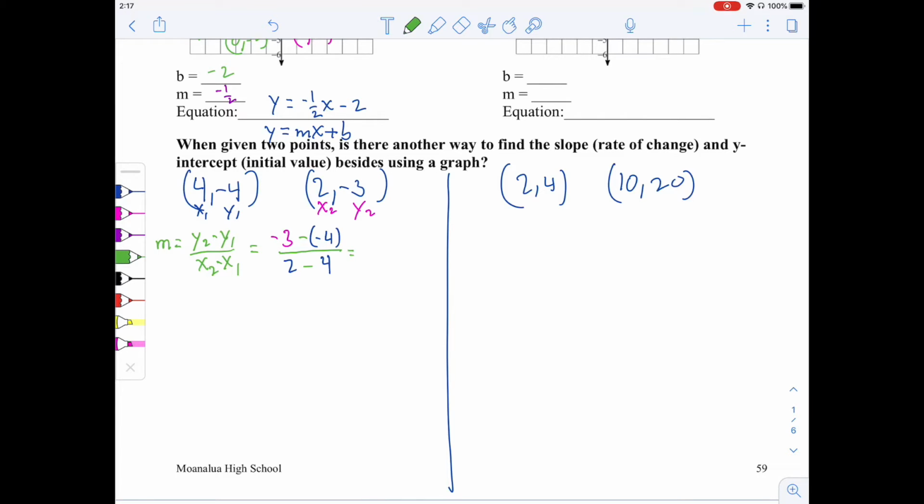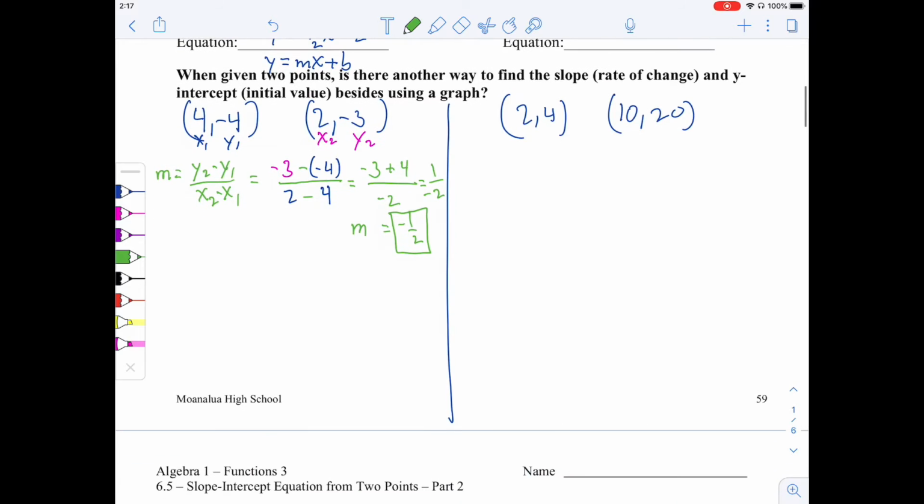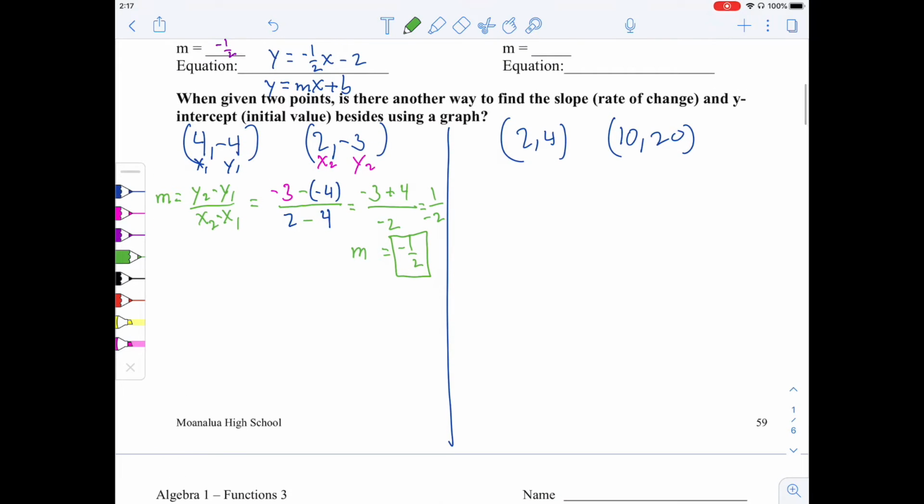And then we calculate that. We have -3, double negatives is going to be addition, right? -3 plus 4 over 2 minus 4, that's -2. We end up with 1 over -2, which is -1/2. So this is our slope, right? Our m value. So given 2 points, we can find what the slope is. And we always want to get to y equals mx plus b.